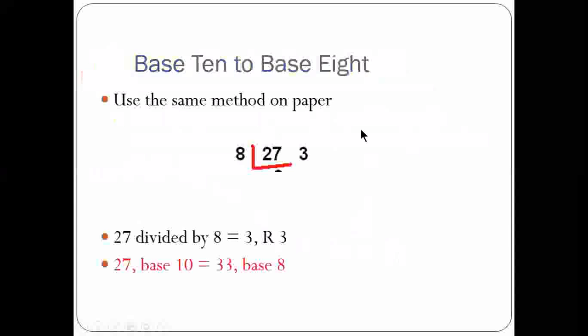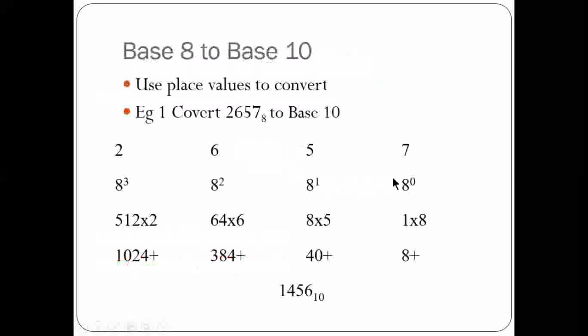Want to see it again? Right. So to do it, we divide 8 into 27, which is 3. Then 8 into 3 can't go there. All right.